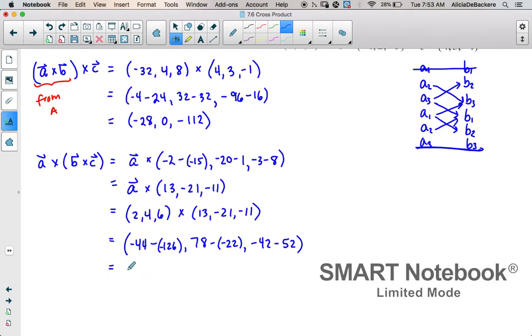And then when we do the subtraction here, we're going to get 82, 100, and negative 94. And what you should notice is that is not the same as before. So it actually makes a difference if I do the multiplication of the first two things first or the second and the third thing first. That makes a big difference. So no, cross product is not associative.